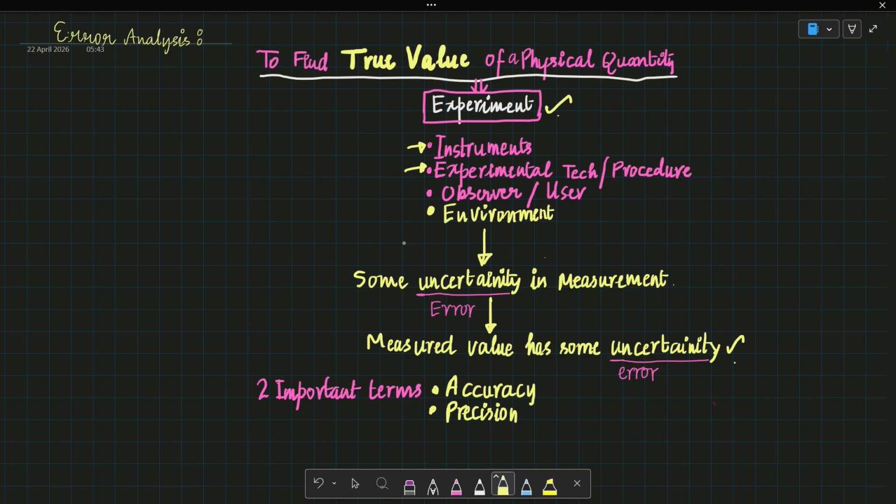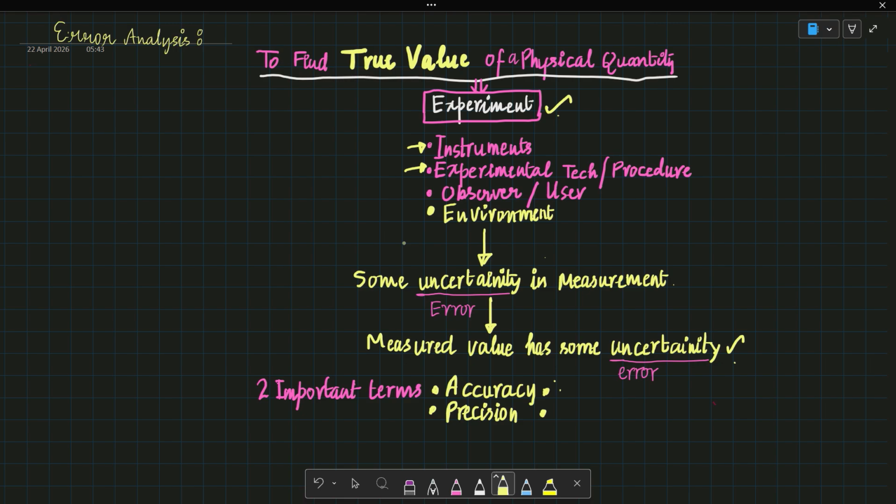So whatever measured quantity we have obtained by the experiment, we need to know how accurate that reading is, and what the precision of the experiment is. So these two terms are very important whenever we are performing an experiment to find the true value of any quantity. So we want to know what the accuracy of the experiment is and what the precision of the experiment is.